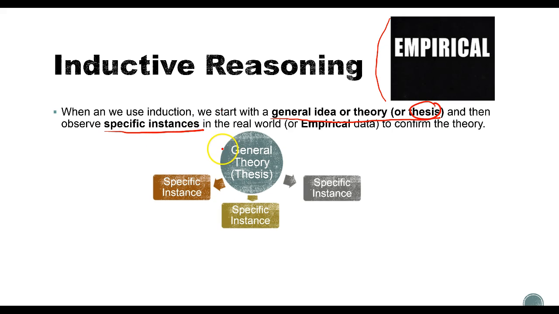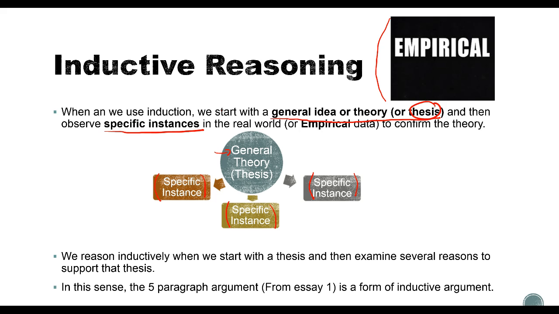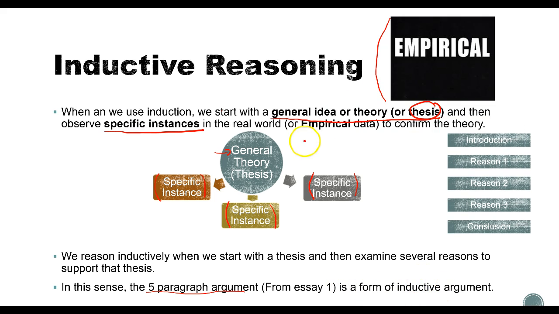So if we start with a general theory or a thesis, and then we go out and we observe one kind of instance, and we find some empirical data for that instance, and then we observe a second kind of instance, and we find real-world or empirical data to support that instance, and then we find a third specific instance, and we find empirical data to support that specific instance. Here we're using inductive reasoning. So in this sense, the 5-paragraph essay, like from argument 1, is a form of inductive reasoning or of inductive argument. Right? When we think about it, it conforms to inductive reasoning.